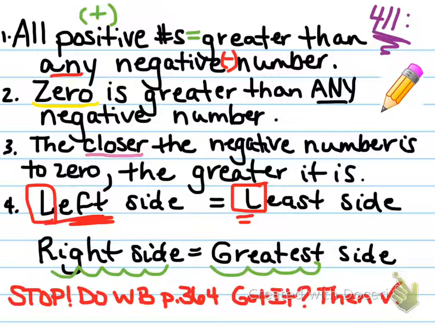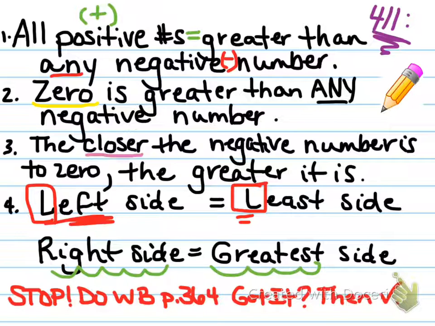Number 3, the closer the negative numbers are to 0, the greater the value is. So as you move towards the right up the number line, it has a greater value. In order to remember this, we say left side is the least side, because the further left you are on the number line, the smaller the number. You can remember that because L for left and L for least. And then in contrast, moving up the right side of the number line means the numbers are becoming greater.